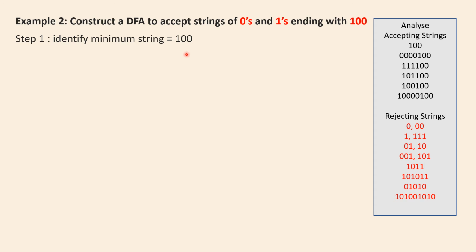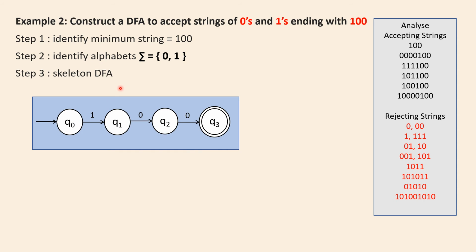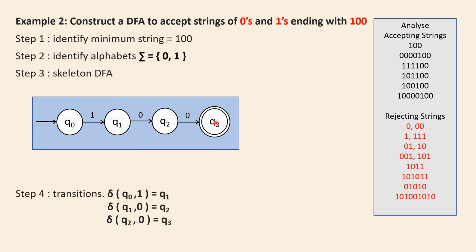So my minimum string is 100. The length of the string is 3. I will require 3 plus 1 states, that is 4 states. So my input alphabet is 0 and 1, and in the skeleton DFA I have 4 states, Q0, Q1, Q2 and Q3, where Q3 is the final state which accepts the input string 100.